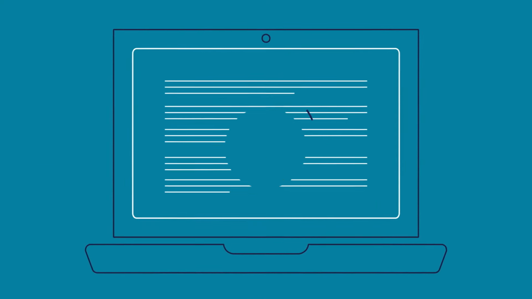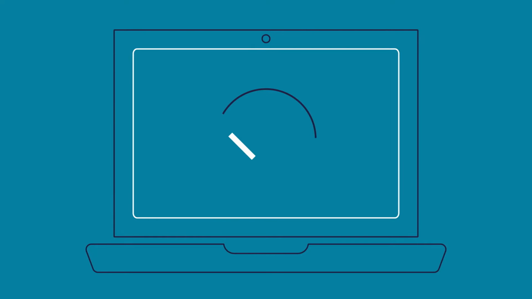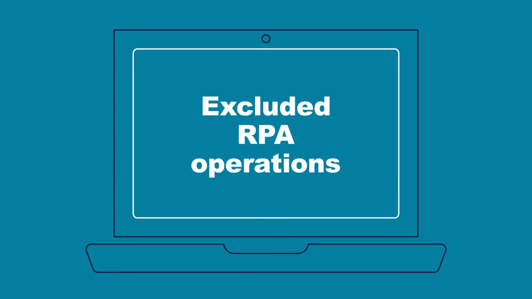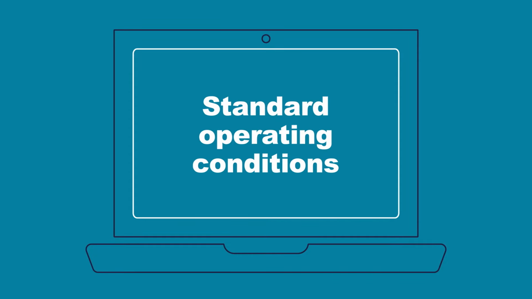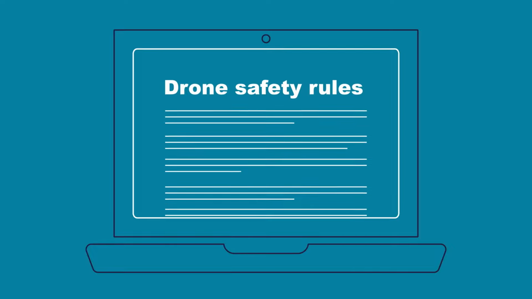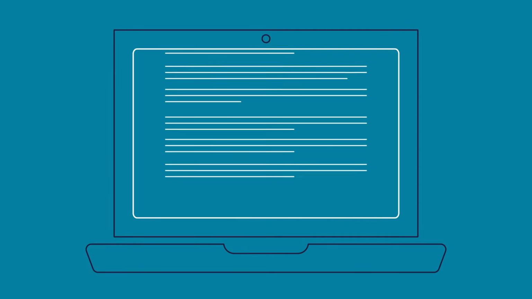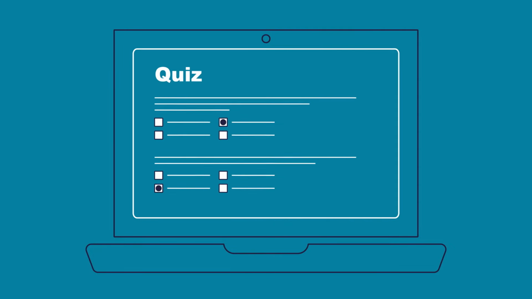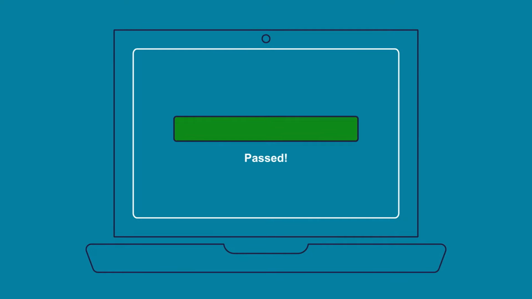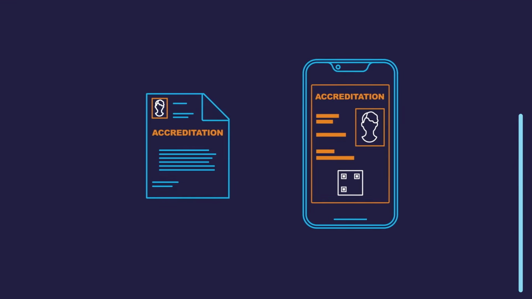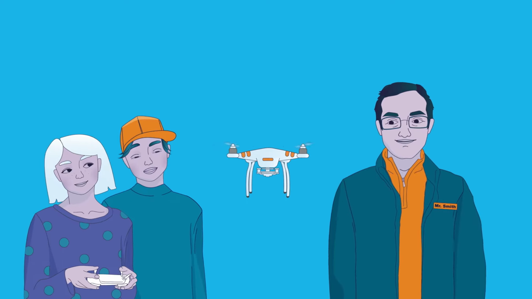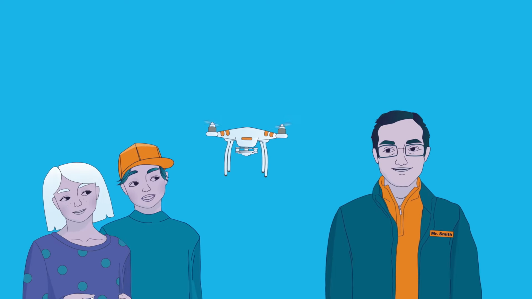Before you fly, make sure you read and understand the information provided by CASA about operating micro and excluded category RPA. Operating in this category means you must follow the standard operating conditions, also known as the drone safety rules. You must also pass a quiz to get an RPA operator accreditation certificate. It's free and lasts for 3 years and provides you with an accreditation for flying and supervising others. Anyone under 16 will need to be supervised by an accredited adult.